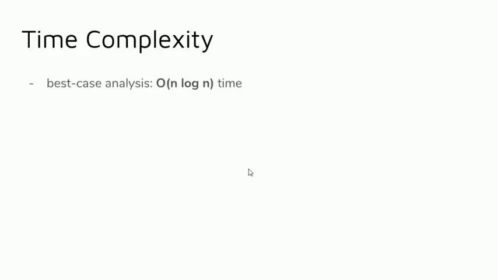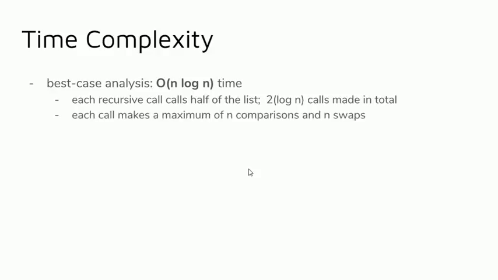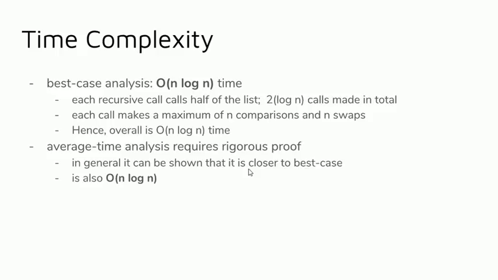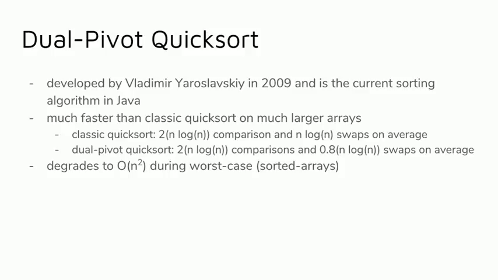On the other hand, the best case analysis will be done using the median of three scheme, and the resulting time complexity is O(n log n). This is because each recursive call halves the list, so there will be 2 times log n calls made in total. Subsequently, each call will make a maximum of n comparisons and n swaps. Hence, the overall time taken will be O(n log n). As for the average time analysis, it actually requires a rigorous proof, so we will not go into that for today. In general, it can be shown that it is closer to the best case, meaning that it is also O(n log n).